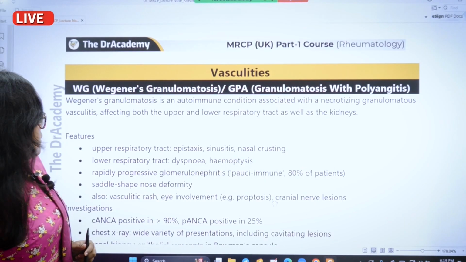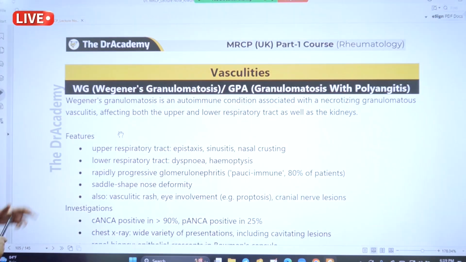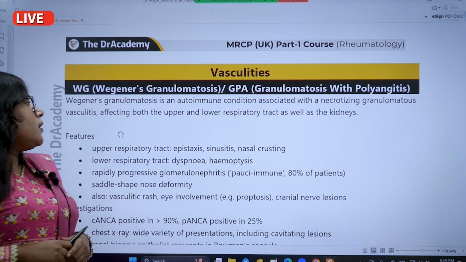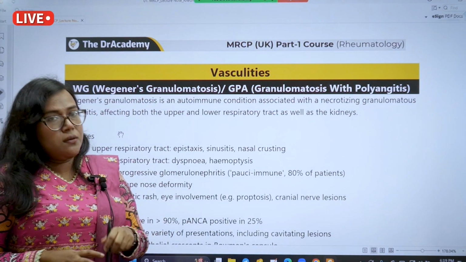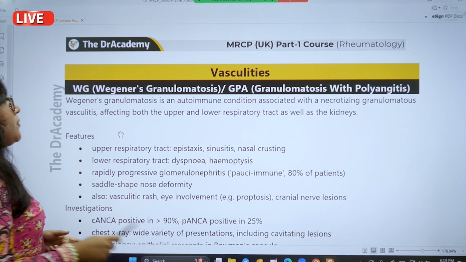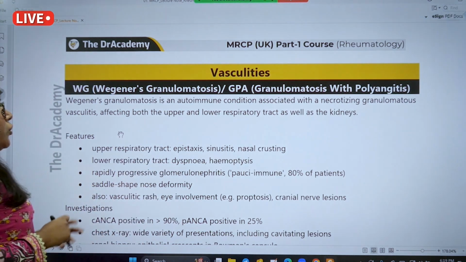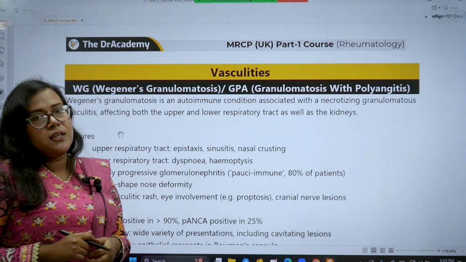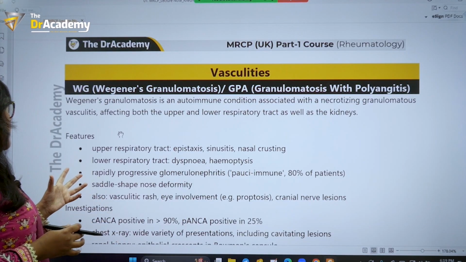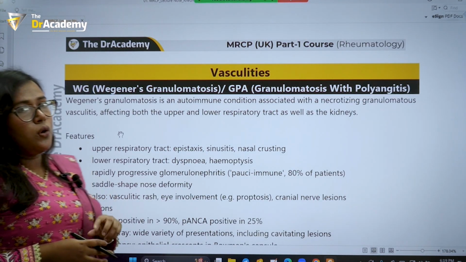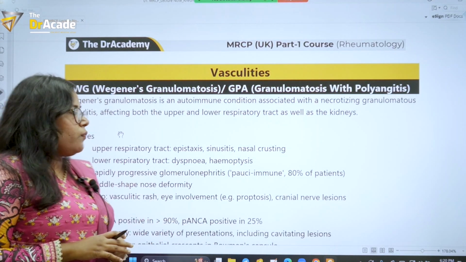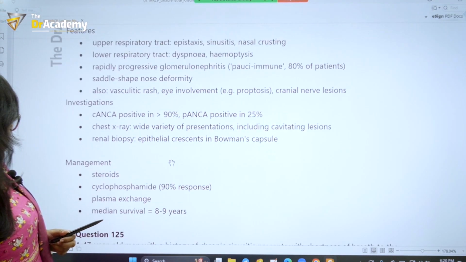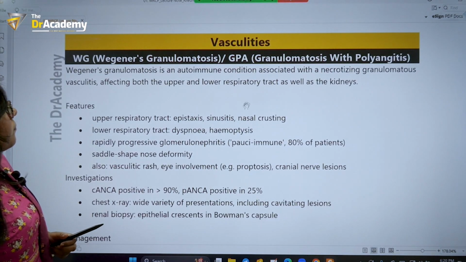Now we will discuss here, starting with the Wegener's granulomatosis or GPA. Wegener's is not the term that they use anymore, so be very careful. It's better to call it GPA. It's an autoimmune condition associated with necrotizing granulomatous vasculitis affecting both the upper and the lower respiratory tract airways. And one of the striking features of Wegener's is, let's see if there is any nasal picture that is given.